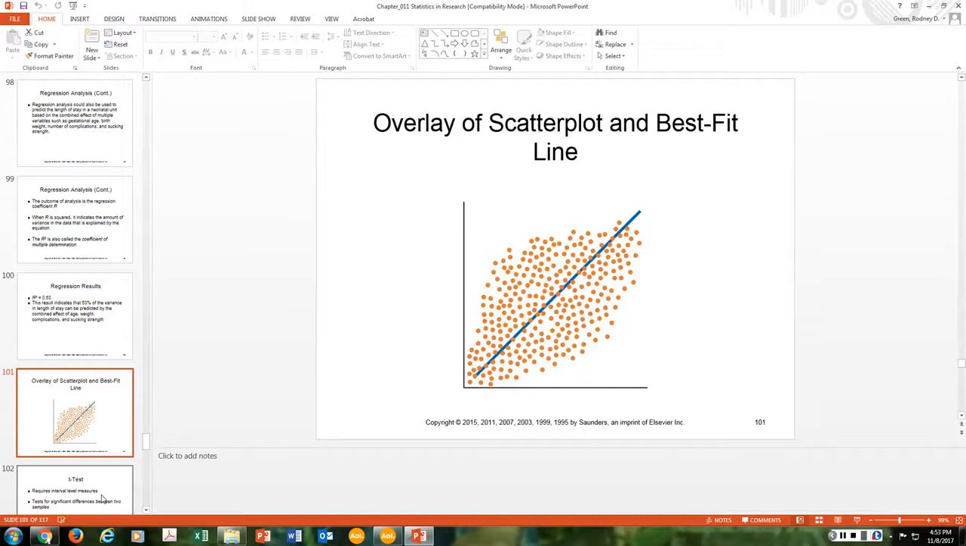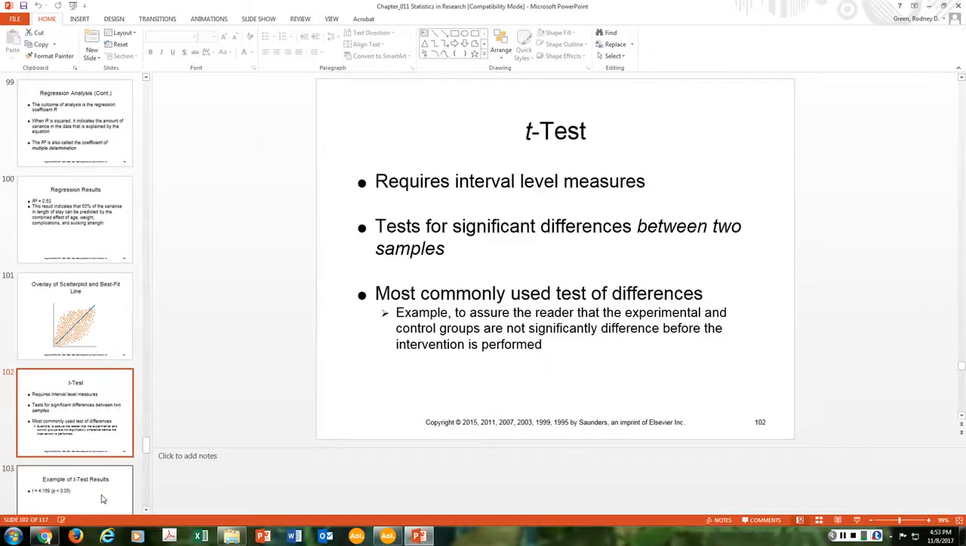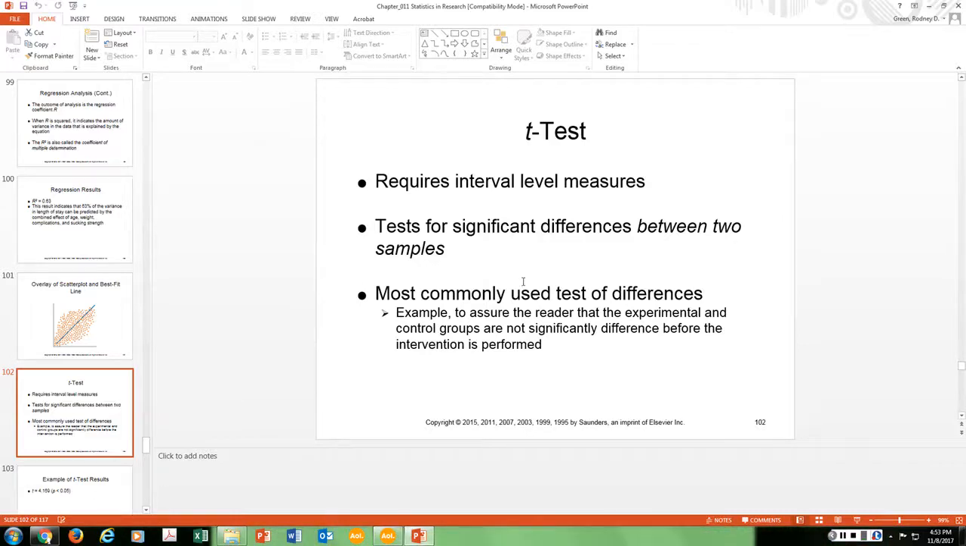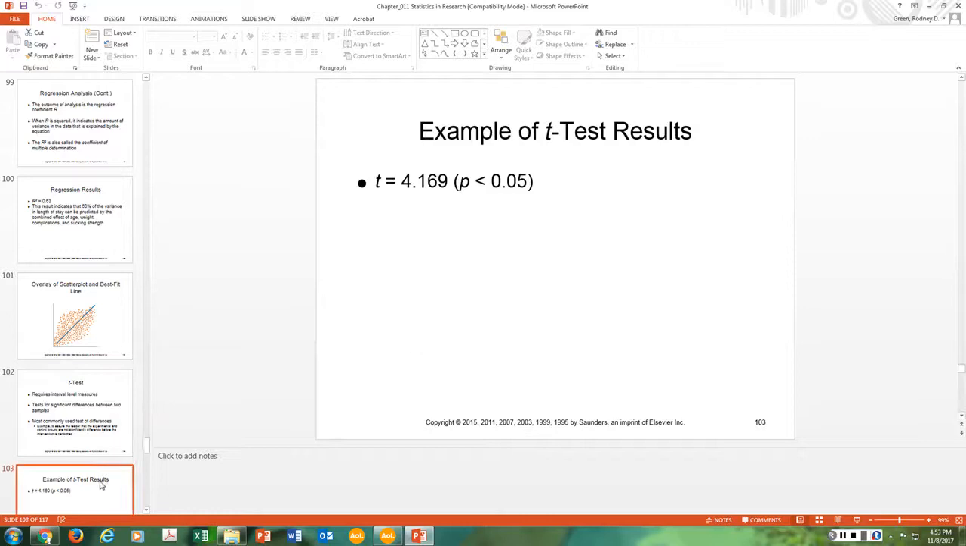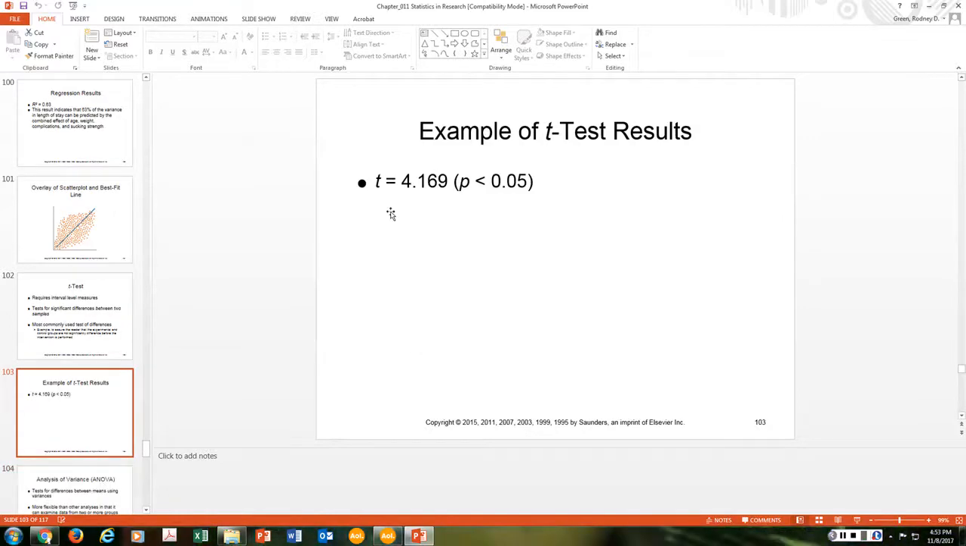We've talked about the scatter plot before. The t-test requires interval level measures, and it tests for significant differences between two samples. Most commonly used test for differences. An example would be to assure the reader that the experimental and control groups are not significantly different before the intervention is performed. Right? Examples of a t-test: T is 4.169, P less than 0.05.